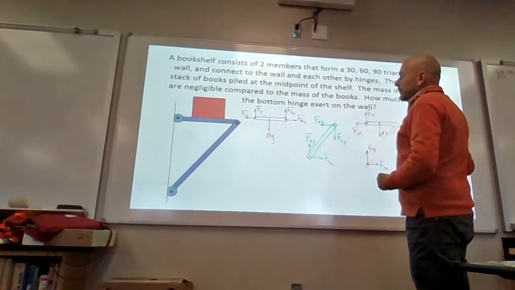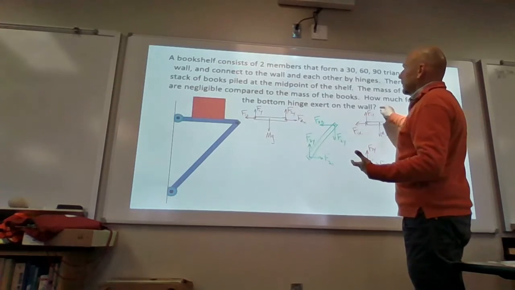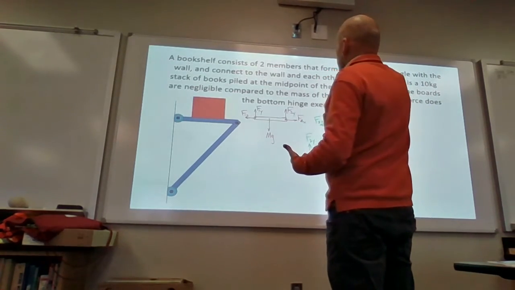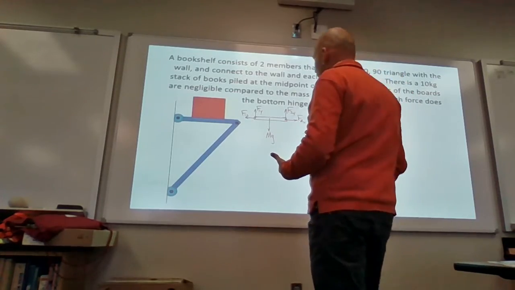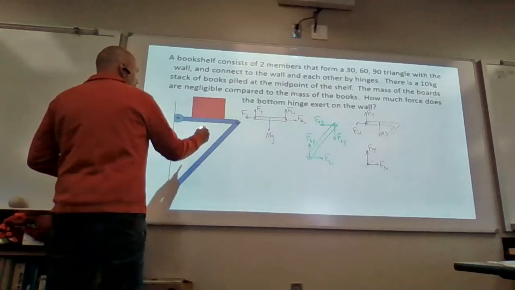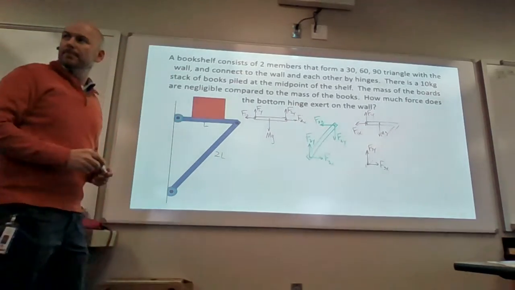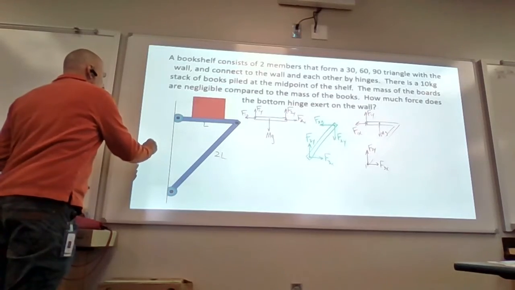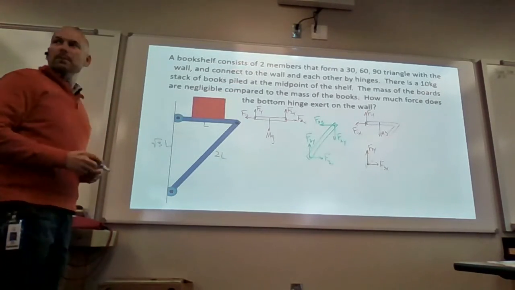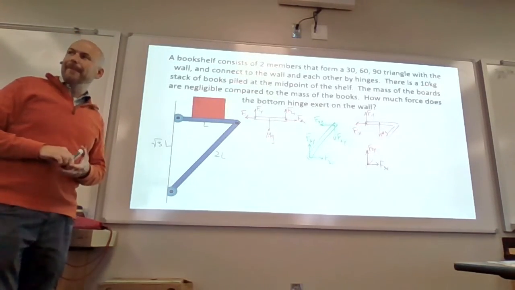You know this, and the length to the 30-60-90 triangle. So I would make this 2L, this L, and this square root of 3L. And then you just do forces in x versus y and torque.